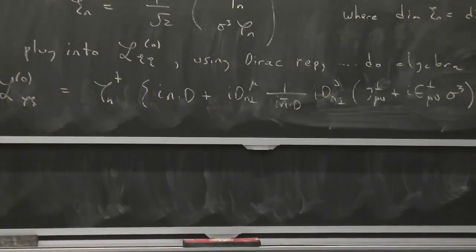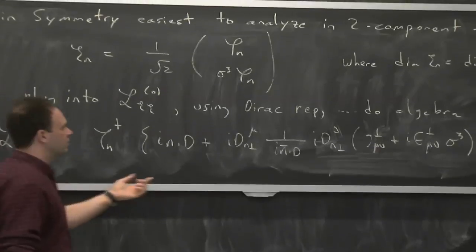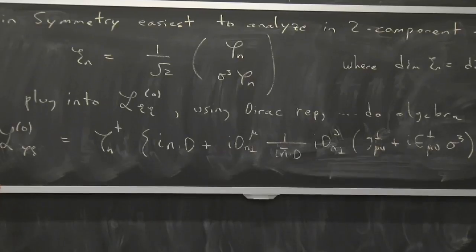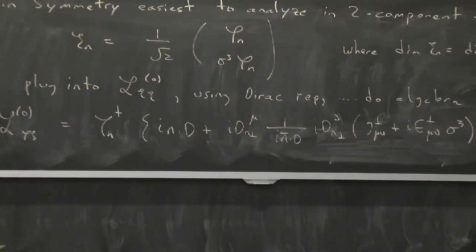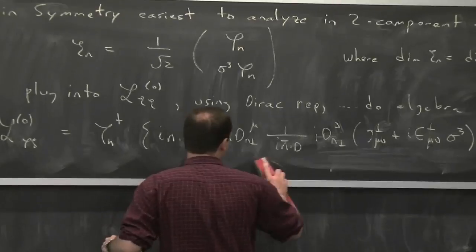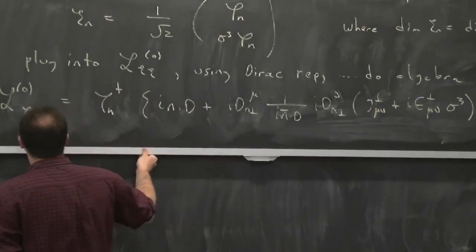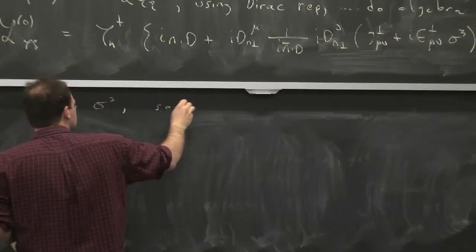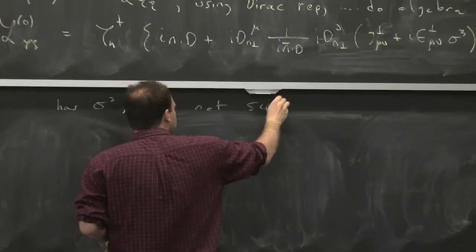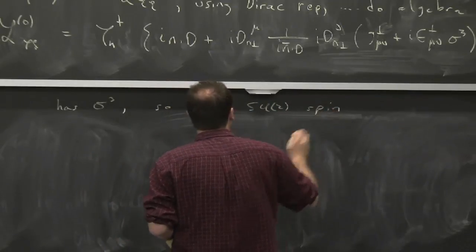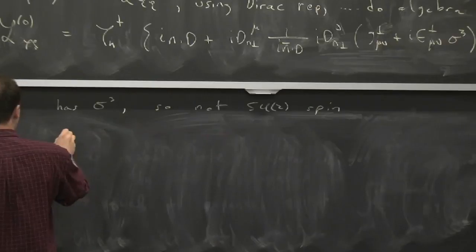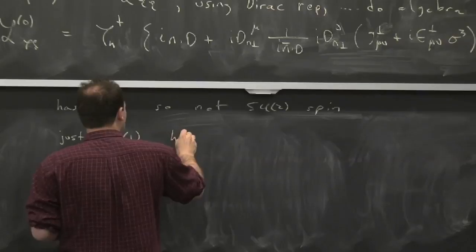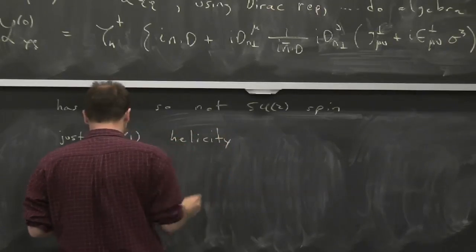Okay, so it's almost independent of spin, but not quite. There's this sigma 3 sitting there. If sigma 3 wasn't there, it'd be like HQT, where you'd have an SU2 symmetry. The fact that sigma 3 is there means you don't have an SU2 symmetry. And really all you have is a U1 symmetry. And that U1 really corresponds just to helicity.